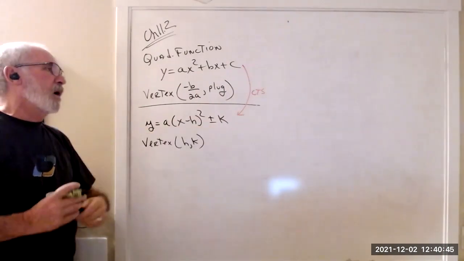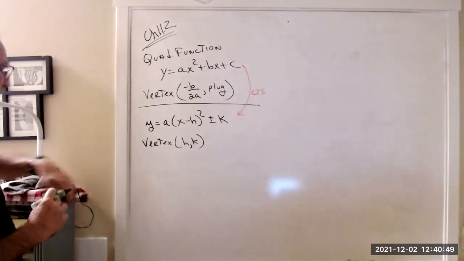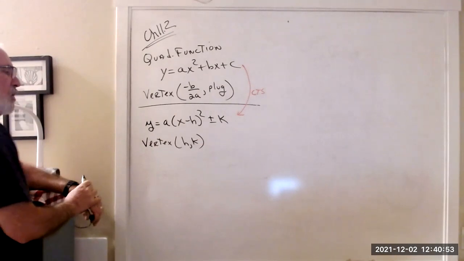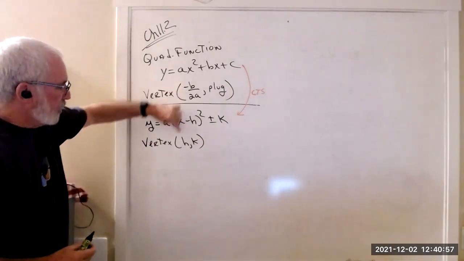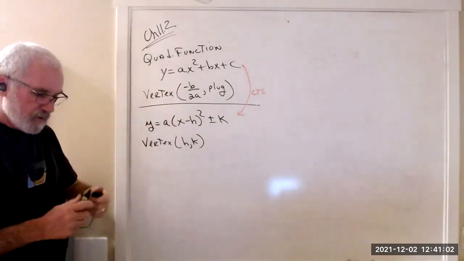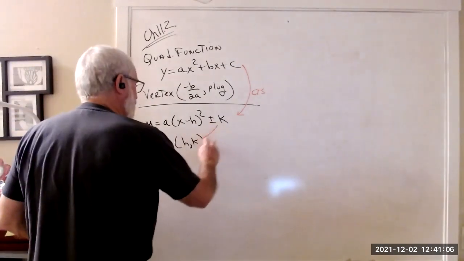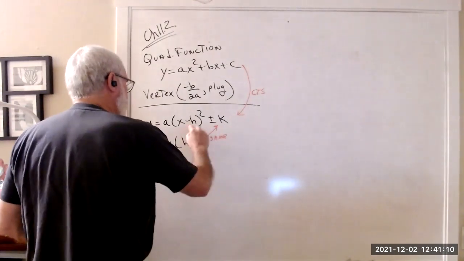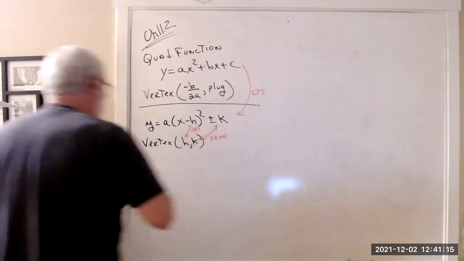Sometimes it's written differently, which I hate when we do that, but we'll work with this one for now. Notice the h number is the opposite of what's inside the parenthesis, but the k number is whatever is the same. So this is the same. This is the opposite. So, example.